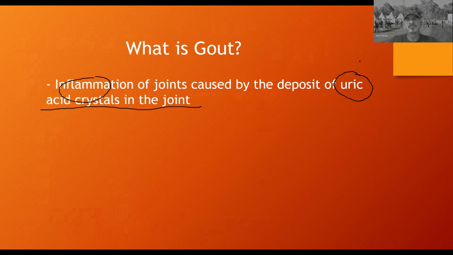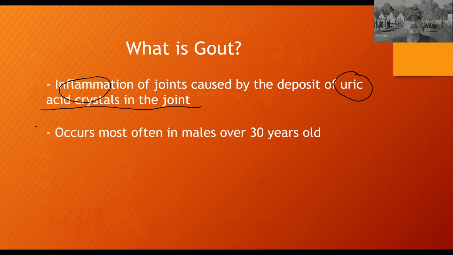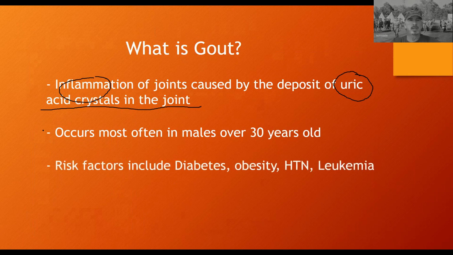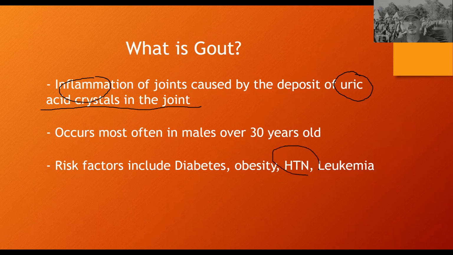Anyway, it goes around your body and it can form crystals that deposit themselves in the joint. Most often occurs in males over 30 years of age. And risk factors: diabetes, obesity, high blood pressure, leukemia. Y'all know this abbreviation, right? Hypertension, high blood pressure. These are individuals that stand a higher risk of getting it. Now, my buddy didn't have any of these. Like I said, he was my hiking buddy, so he was pretty good on all that stuff, but it can hit anybody, although he was a male over 30 years old.